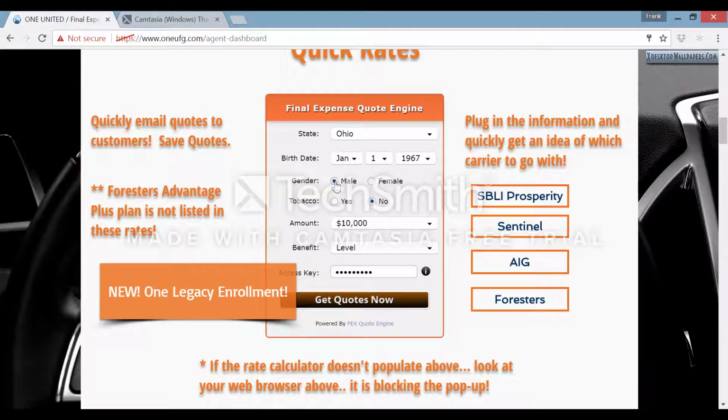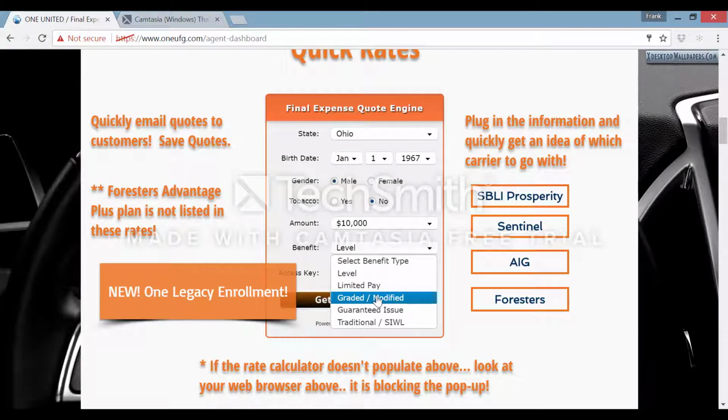We're going to say it's a male, non-tobacco user, $10,000 face amount, and then what you guys got to get good at is figuring out what benefit level that they're on. So when you click here, there's level, limited pay, graded, guaranteed, and traditional. Anybody that's healthy, they don't have a lot of health issues, people with maybe blood pressure, cholesterol, diabetes without insulin, or they're just taking very few medications, most of those are going to be level.